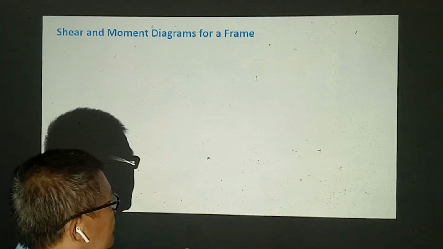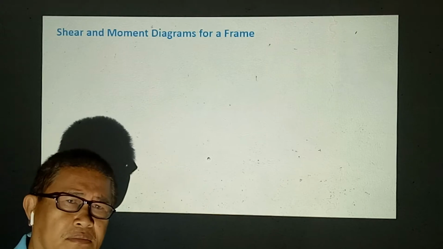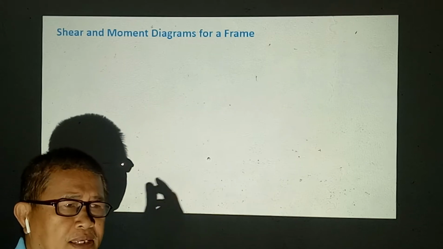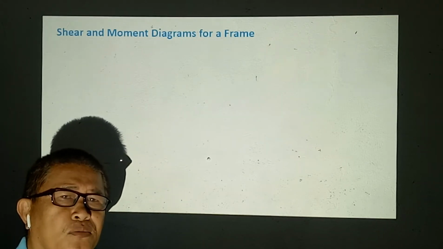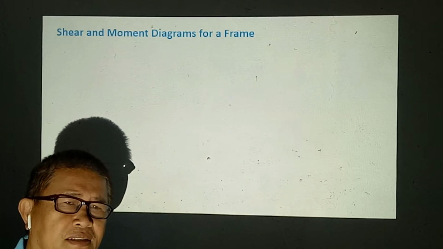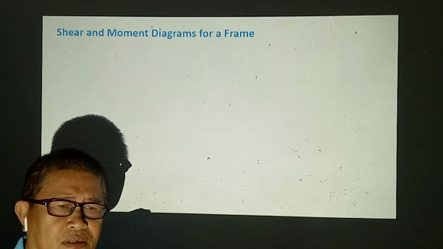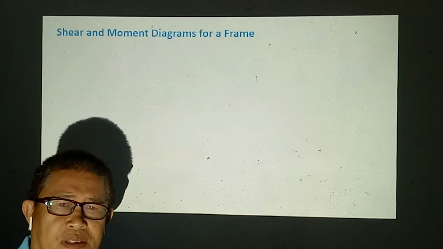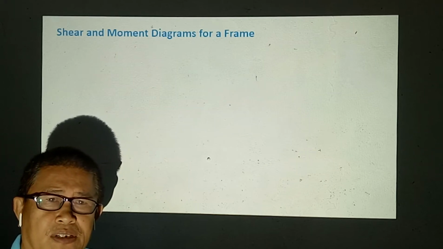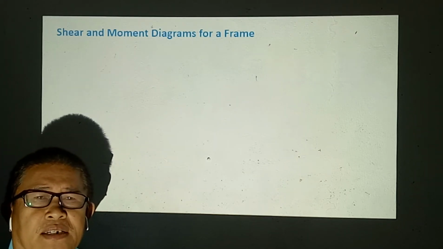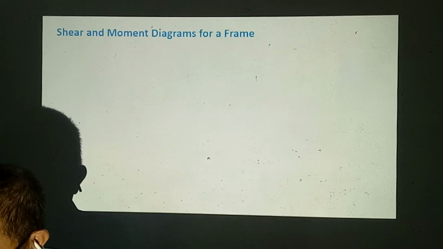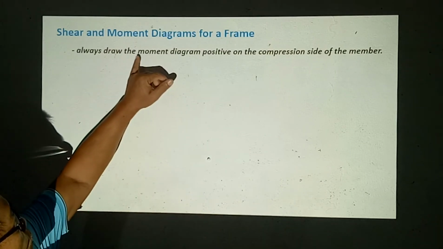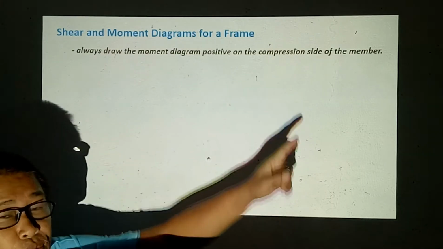But in the book by Hibbeler and most of the books in structural analysis, we place our positive moment at the compression side. This is the common location that we are using, to be consistent with most of the books and the book by Hibbeler. So this is the one that I'm saying: always draw the moment diagram positive on the compression side.